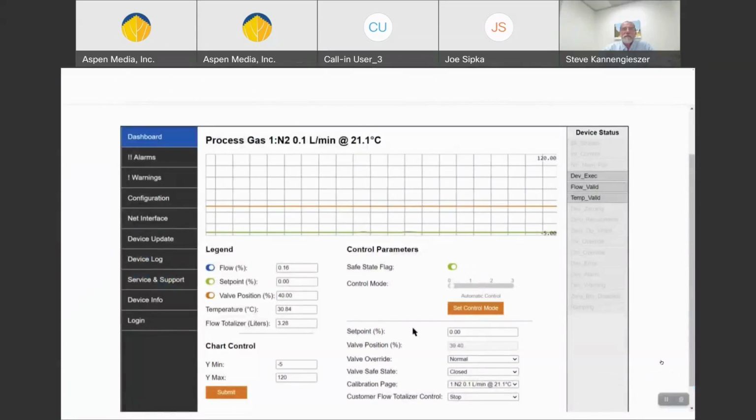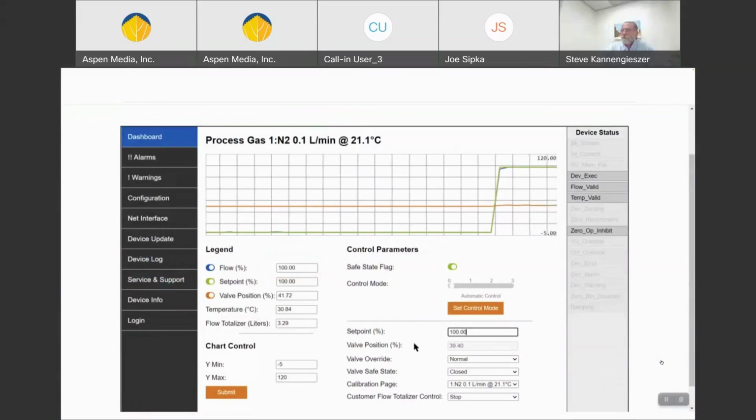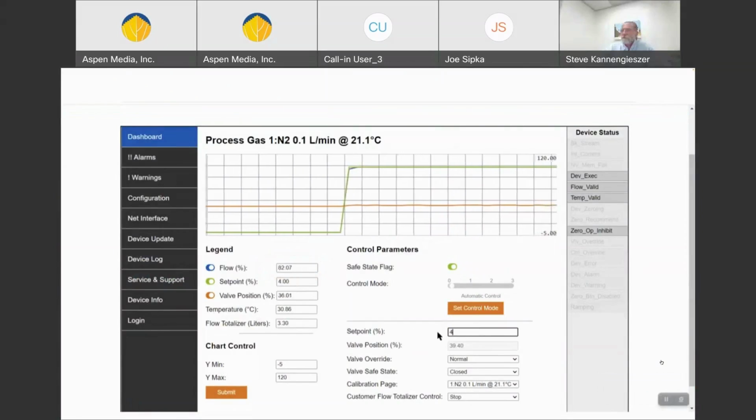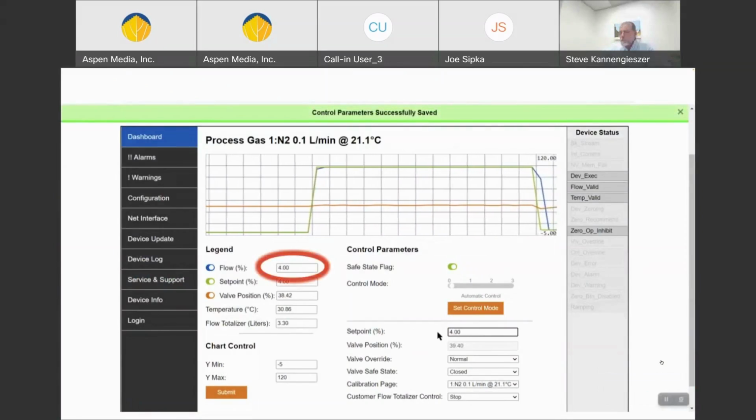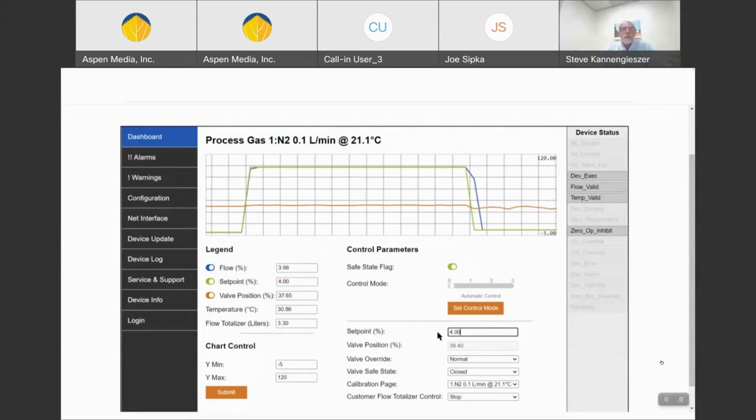First, I'll set the device to its maximum full-scale flow rate, which is, of course, 0.1 liters per minute. As expected, we can see very stable flow. Now let's drop this down to 4%, which is 4 cc's per minute. Notice the excellent low-end flow stability, which is key for the initial vaccine inoculation stage.